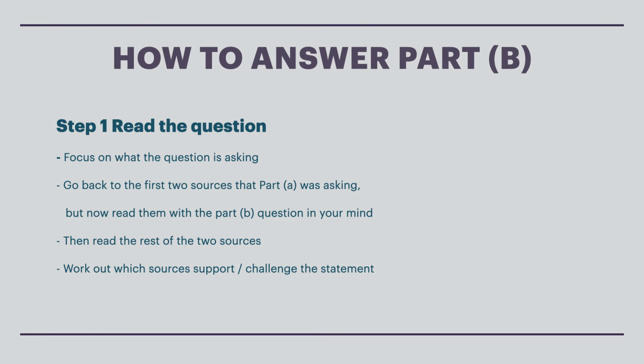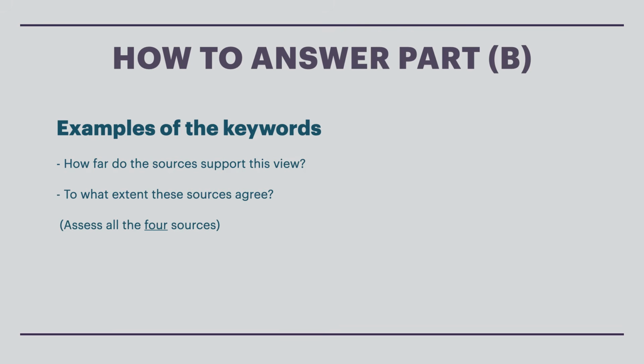After that, only then you read the other two sources. While going through the sources, work out which sources support and which ones challenge the statement as mentioned or asked in question part B. The keywords used in part B are usually how far do the sources support this view, how far do these sources agree, to what extent do these sources agree. Basically, the students are required to assess all the four sources.